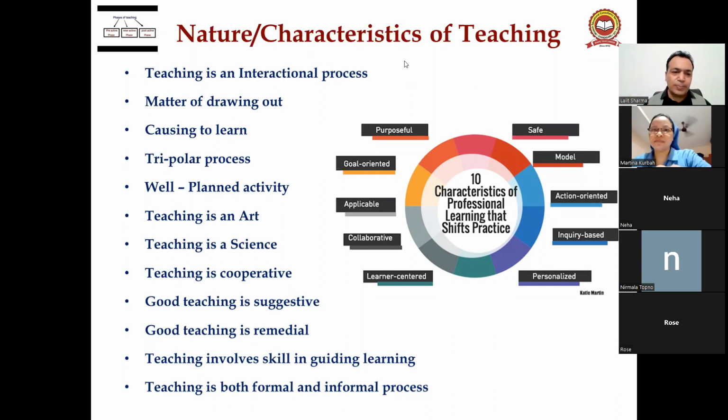You have to stimulate learning from the students. Good teaching, next point, is cooperative. Teaching is suggestive. You have to give suggestions. Good teaching is remedial. You have to see that in your class, 15 students have got your lecture, 15 didn't. It means those 15 have some problems, some weaknesses. They are not up to your lecture level. So you have to provide remedial teaching.